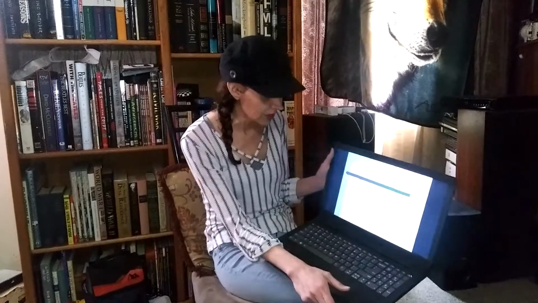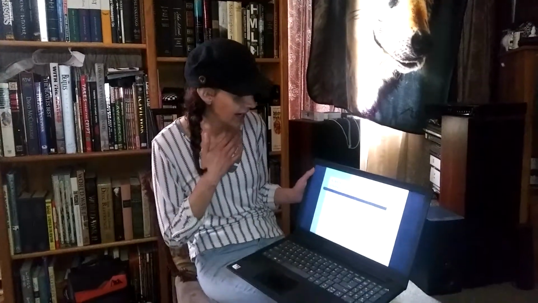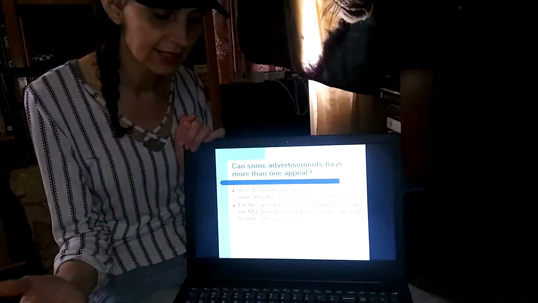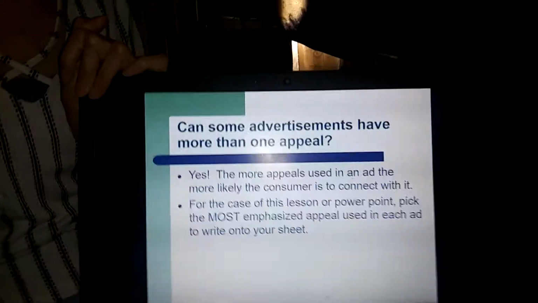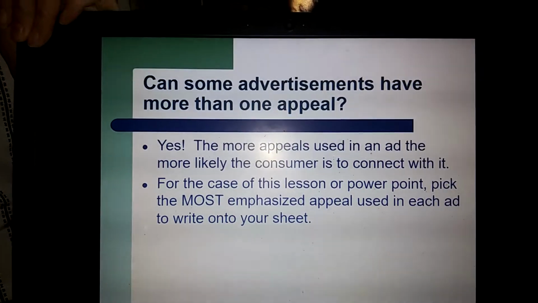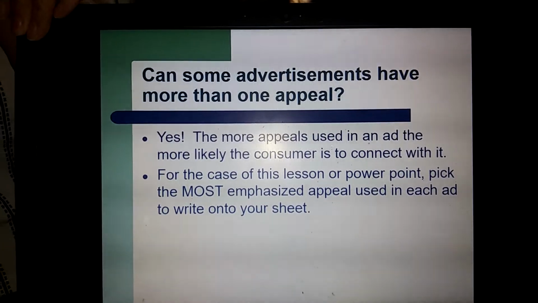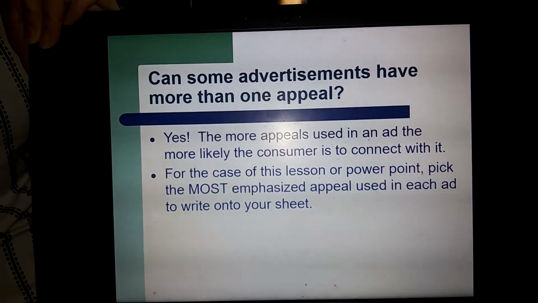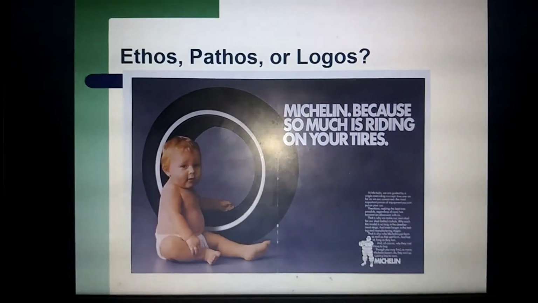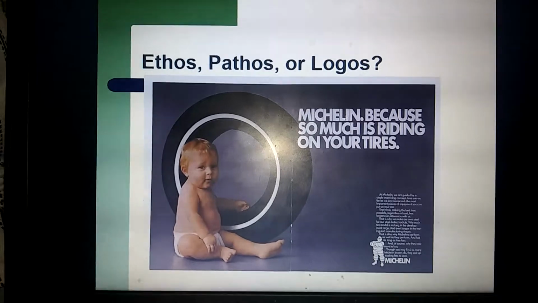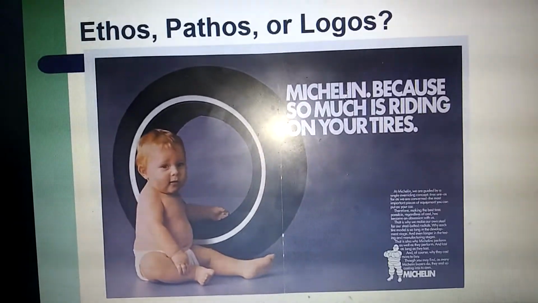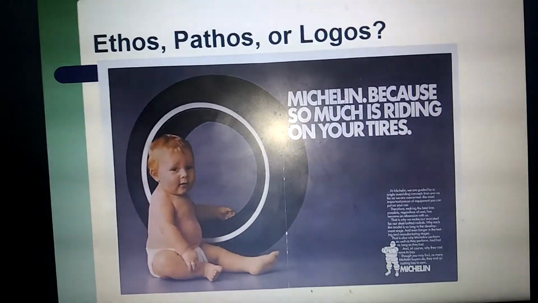So these are advertisements that we're going to go over, and a lot of these advertisements have more than one appeal, okay? But I want you to decide which one it is. So in your notes, I want you to write down the advertisement, and I want you to tell me, is it ethos, is it pathos, is it logos, and why, okay? So this is the first one. Michelin, because so much is riding on your tires, okay? So think of the baby, think of the tire there, and what are they trying to say, okay? What are they trying to invoke, and what are they trying to tell you?